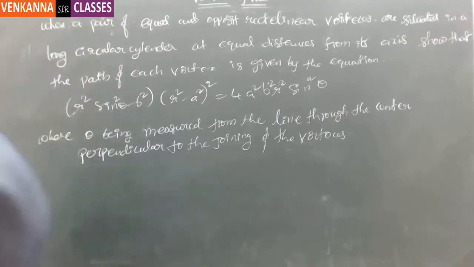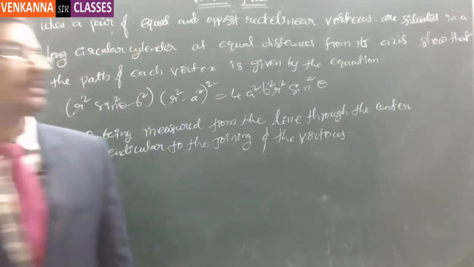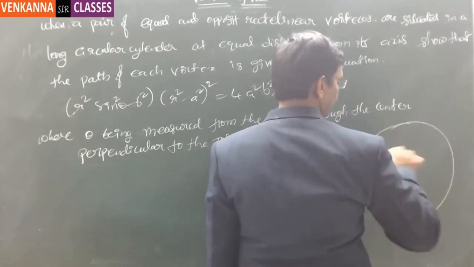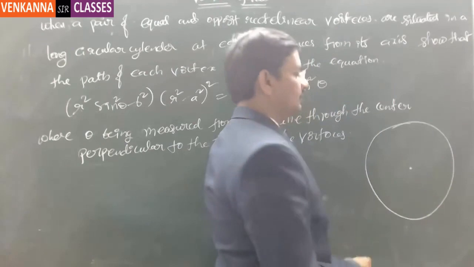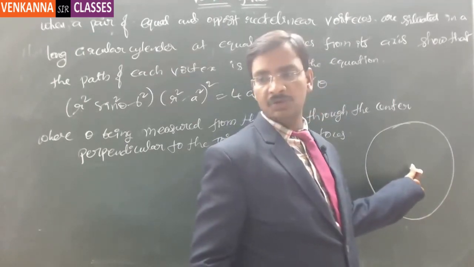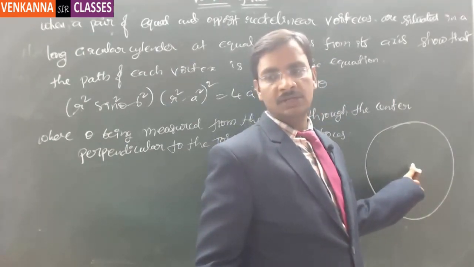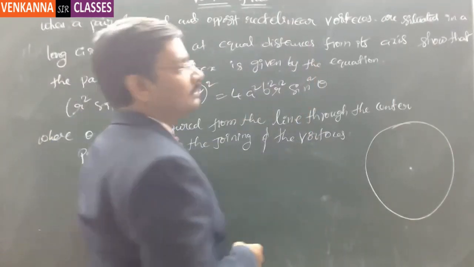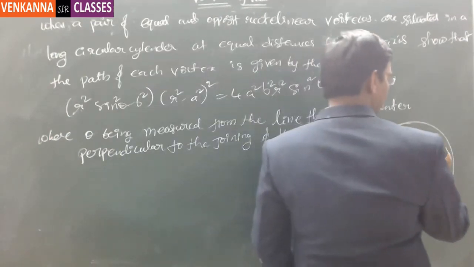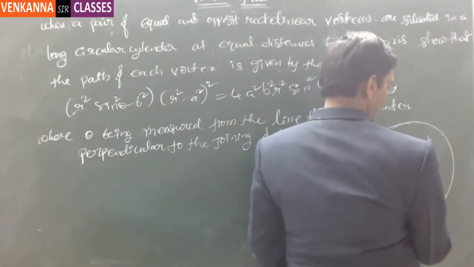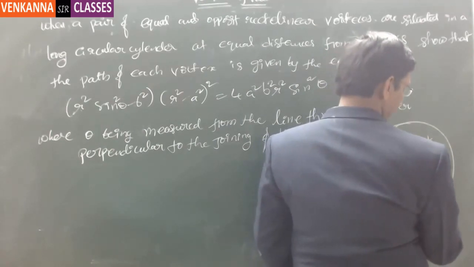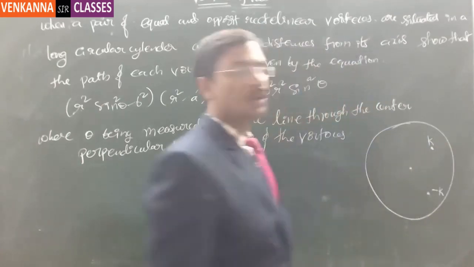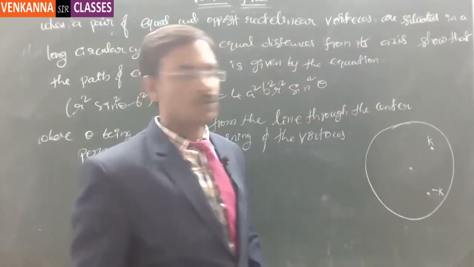So this is the problem statement he asked for. Here there is a circular cylinder like this, and let us say this is the center. The axis of the cylinder will be exactly perpendicular to this one. So this is the axis of the cylinder. Suppose I call this plus k, and there is one more minus k at this location. So a pair of equal and opposite vortices are located.